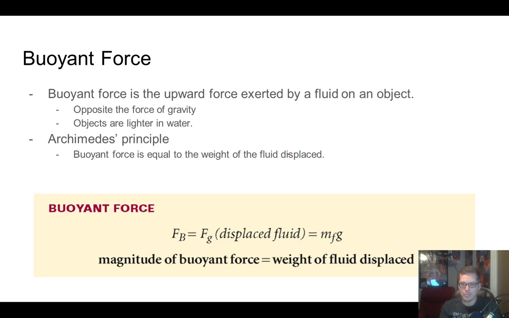Buoyant force. So here we go with that new stuff for this unit. Buoyant force is defined as the upward force exerted by a fluid on an object. So no matter what fluid you're in, whether it be a liquid or a gas, there's always some sort of buoyant force, and this is the force of whatever you're submerged in, pushing back up on you. So for example, I'm holding my hand out.